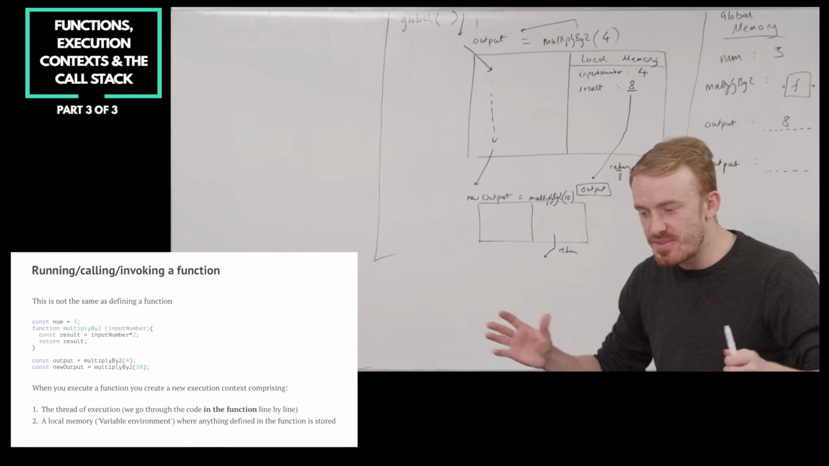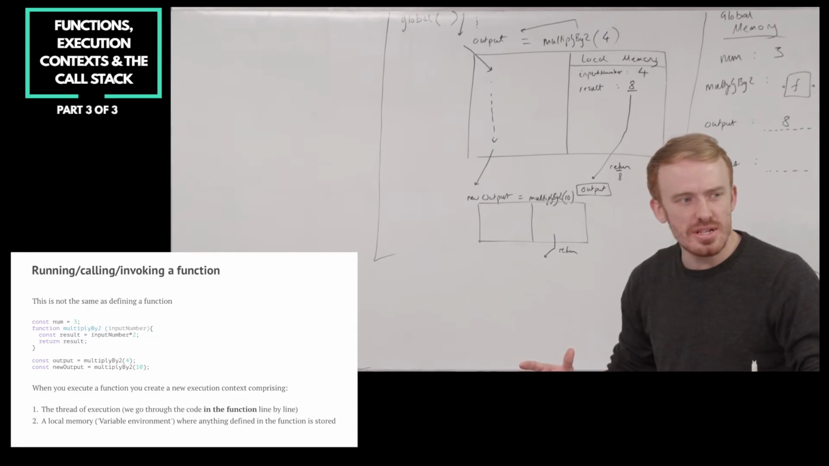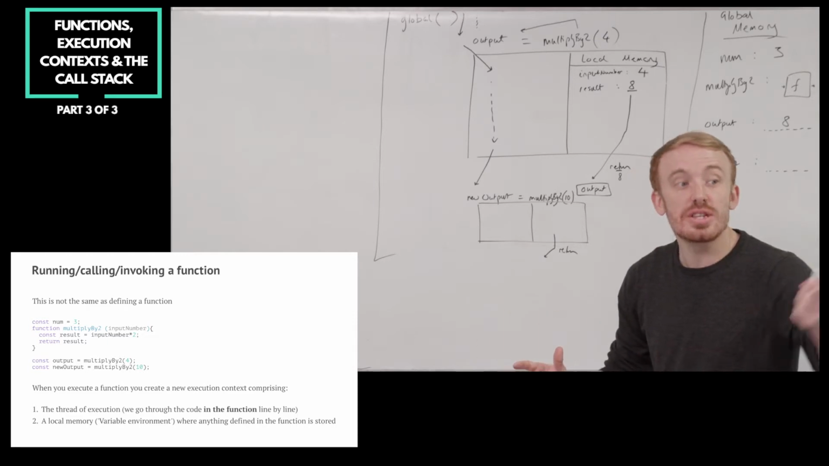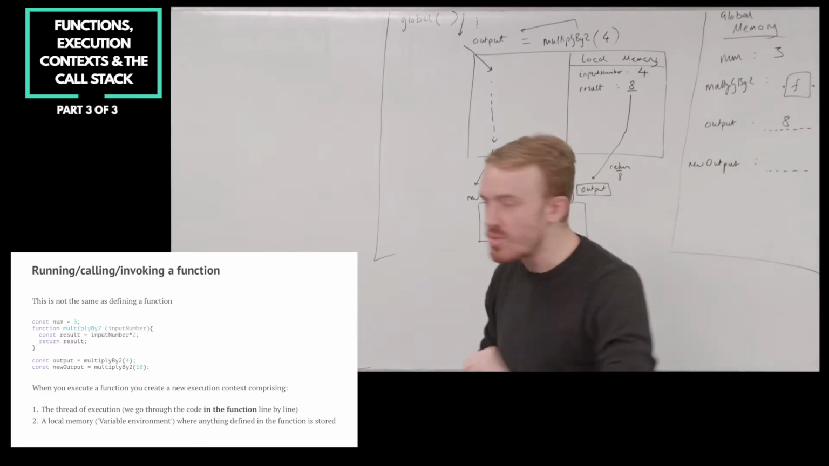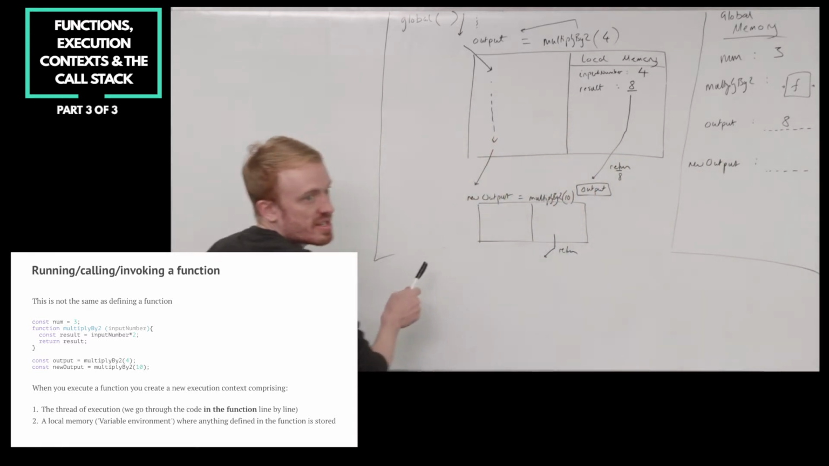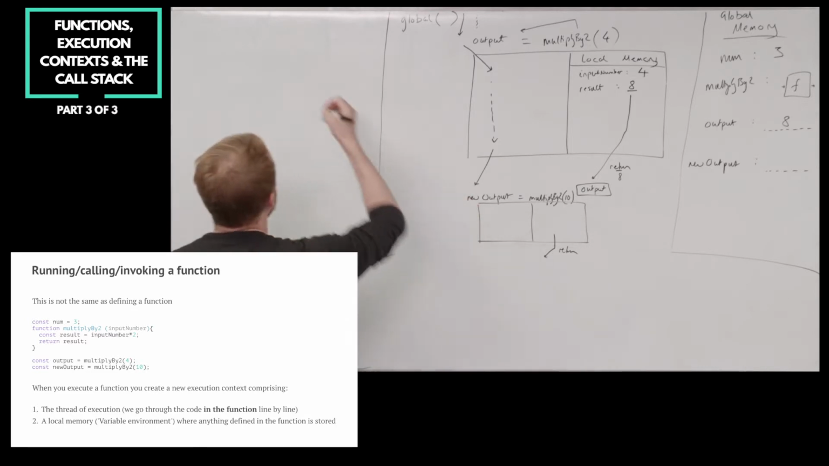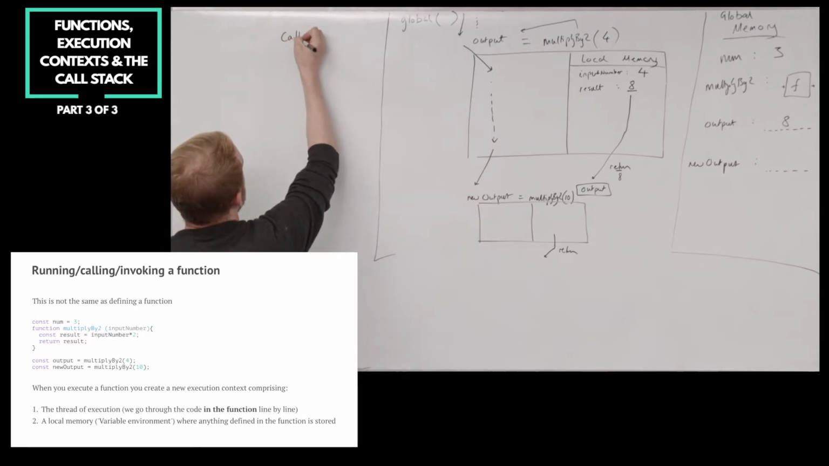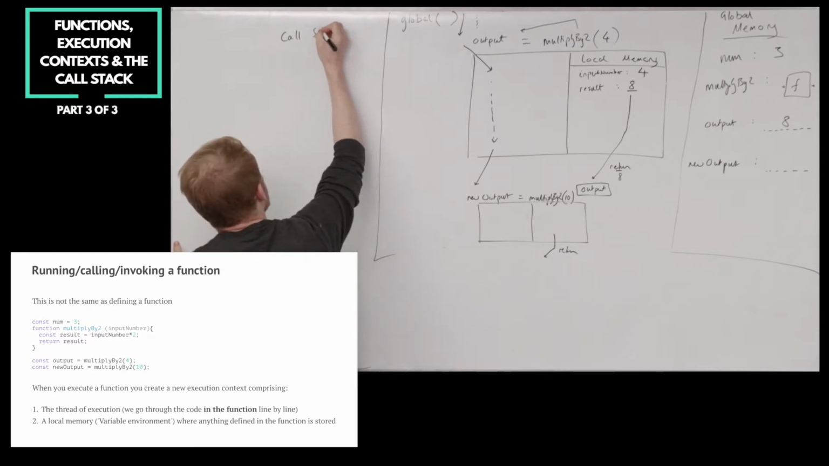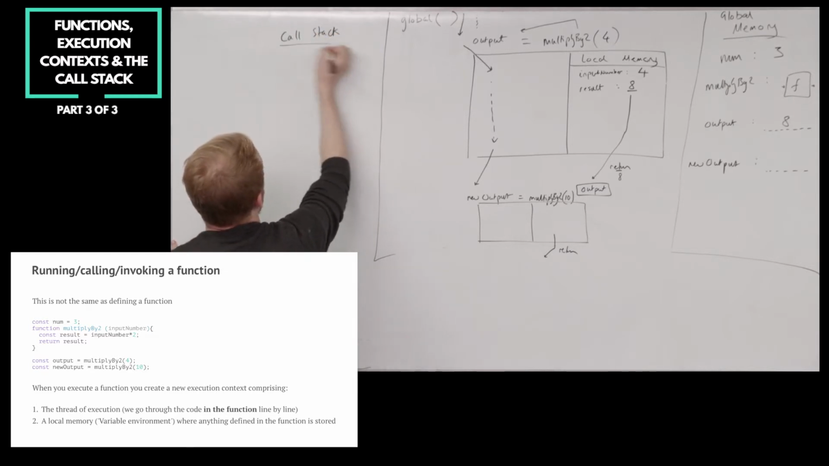And that structure, anyone know what it's known as? Stack? It's a stack, call stack. It's a stack of calls to functions. When we call a function, we create an execution context. So it's a stack of our calls to functions. We call it the call stack. And here it is, the call stack.